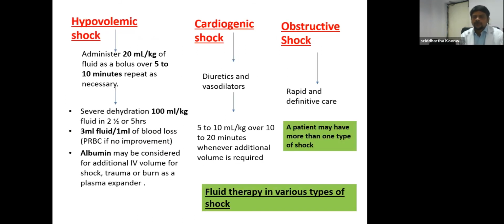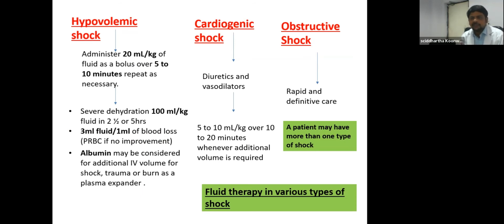Now, how do we give fluid in different types of shock? In a patient of hypovolemic shock, we give initial boluses of 20 ml per kg of fluid, which is to be given over 5 to 10 minutes and to be repeated as necessary. The amount of fluid that is to be given depends on whether we have ICU care available or not. That will be discussed in later slides.